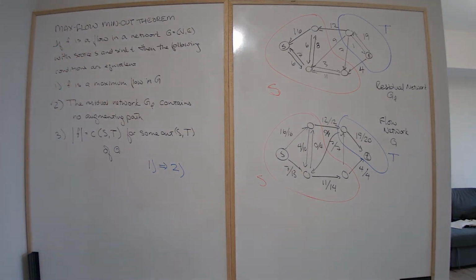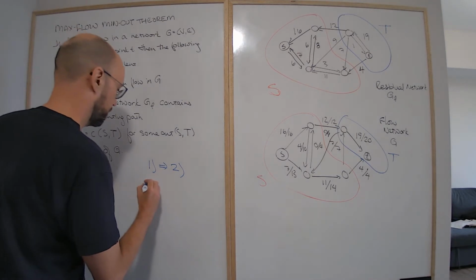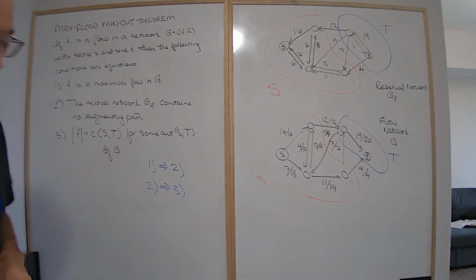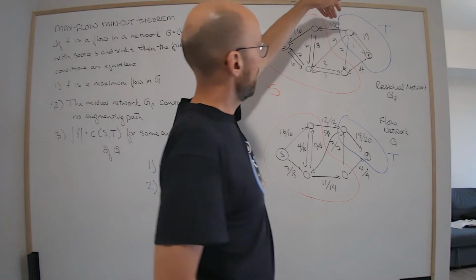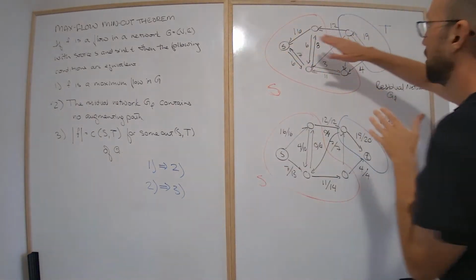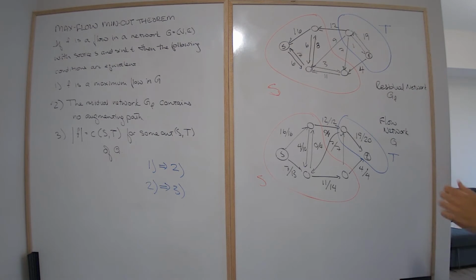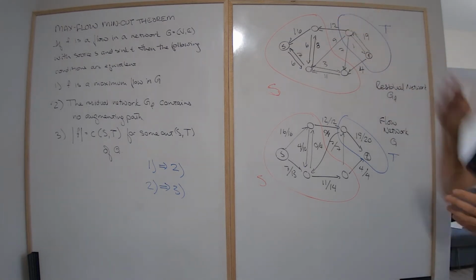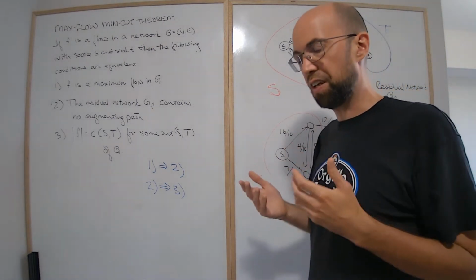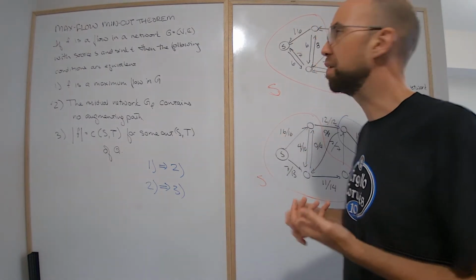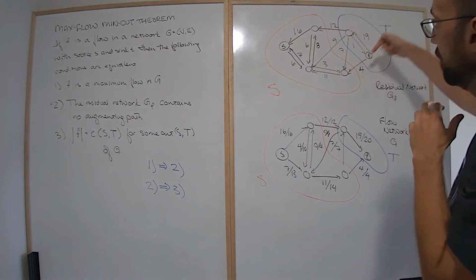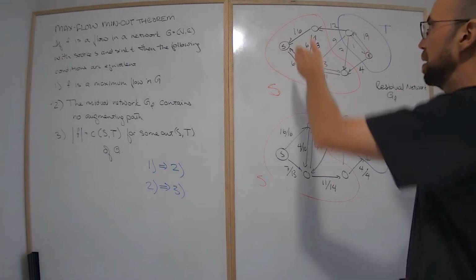Now we want to do 2 implies 3. The residual network contains no augmenting path. Well, that means that for some cut, there is no way to get from S to T. So that means that at some cut, there's no way to get across the cut, right? Because if for every S-T cut you could cross it, then you could actually find a path from S to T. So there is some cut, S-T, such that all of these edges are going from T to S. There's no edge going from S to T.